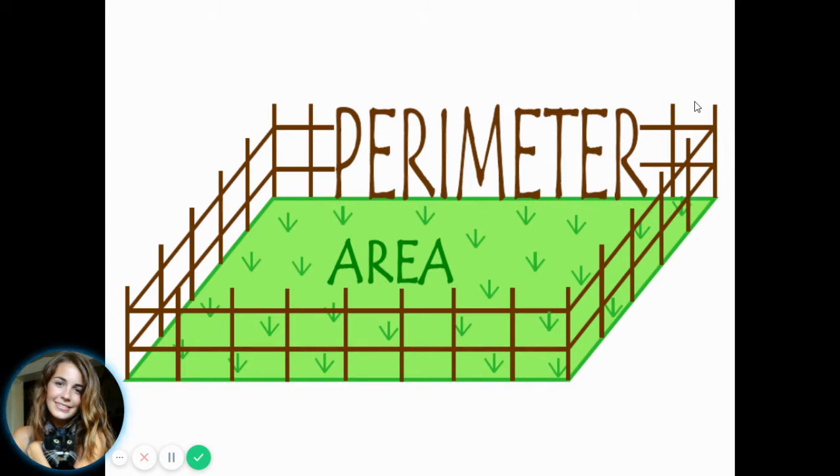Area is the amount of space that fills a shape, in this case a rectangle. Perimeter is the distance around the outside edge of the shape. So like the fence that goes around the edge of this yard, that's the perimeter. You wouldn't fill a yard with fence, and you wouldn't just put grass around the very outside edge of the yard. Area and perimeter are measuring two different parts of a shape. Let's take a look at how we can use tiling to find area and perimeter.